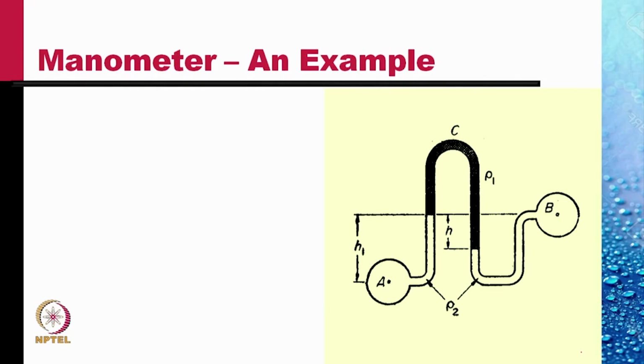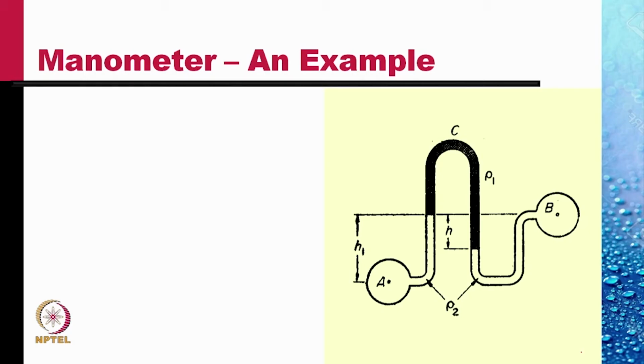Consider two bulbs A and B. The bulbs A and B are filled with a liquid of density rho 2. These bulbs are connected with an inverted U tube. The black fluid has a density rho 1. The difference in the level of the fluids is H as shown.